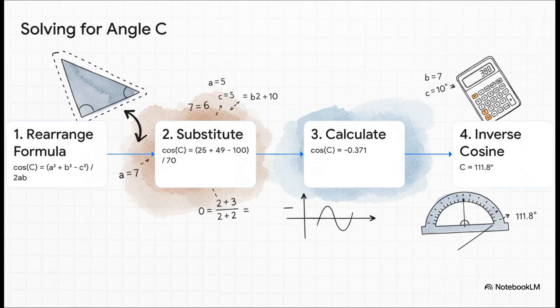Now this one starts a little differently. We can't just plug things in. First, you've got to do a little algebra on the formula to get cosine of C all by itself. But once you've done that, it's the same old story. Plug in your numbers, calculate the value, and hey, look at that, you get a negative number.